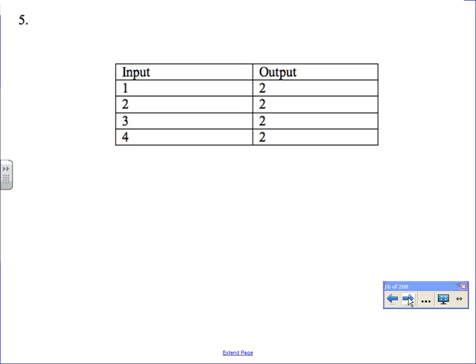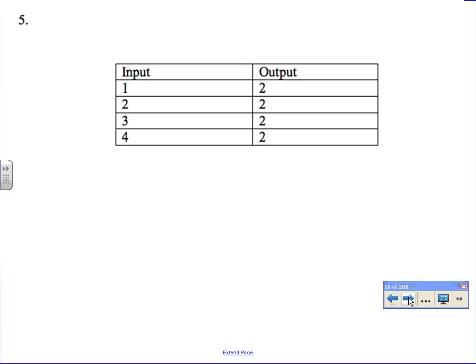I don't know. Okay, I want you to try number 5 and actually just number 5. So try number 5. I'll give you a minute. So is this a function? This one's a little tricky. Steve, what do you think? Okay, why?